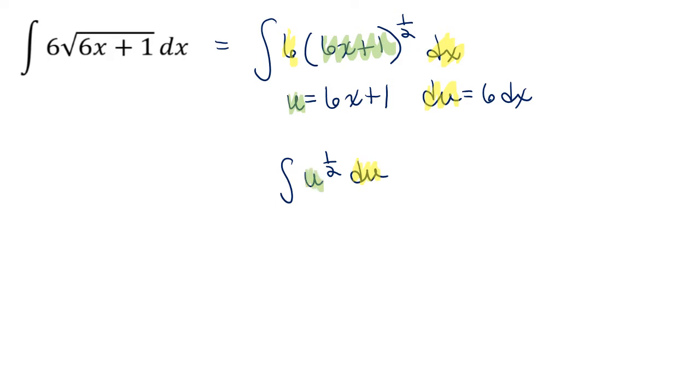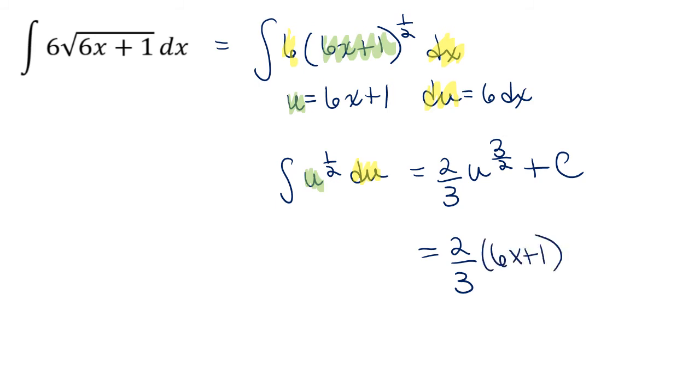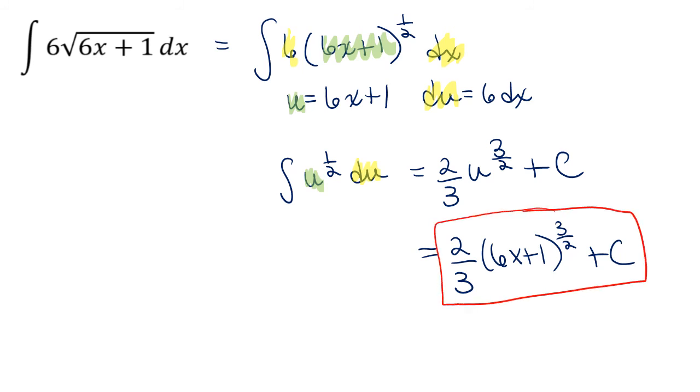So then we know how to integrate u to the 1/2. It's the same as the integral of x to the 1/2. It's going to be 2/3 u to the 3/2 plus c. And then our final step, instead of leaving our answer in terms of u, we want to write it as an expression involving x. So our final answer is 2/3 times 6x plus 1 to the 3/2. So hopefully this gives you an idea of what's involved with integration through substitution.